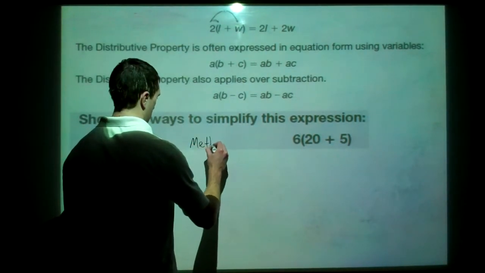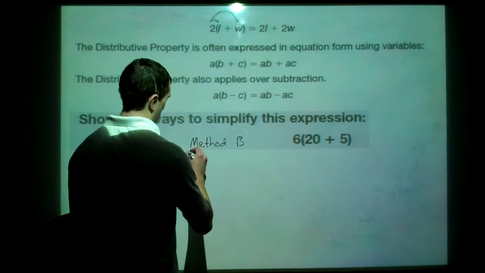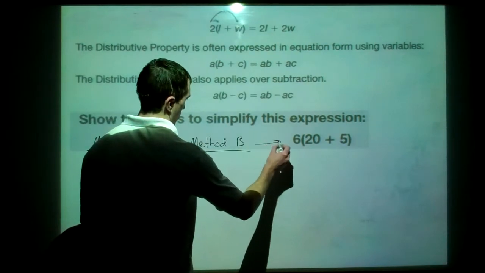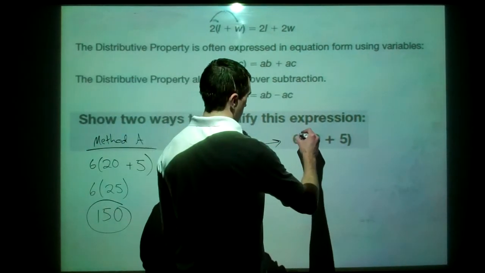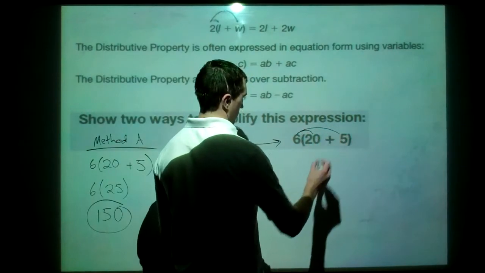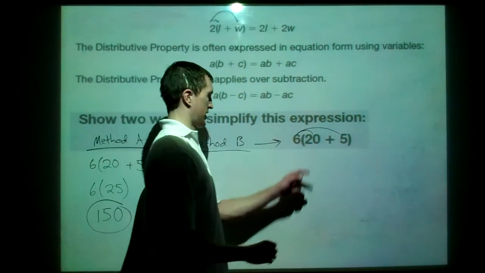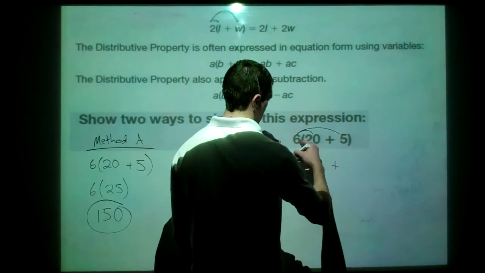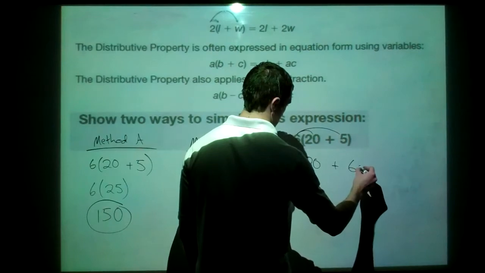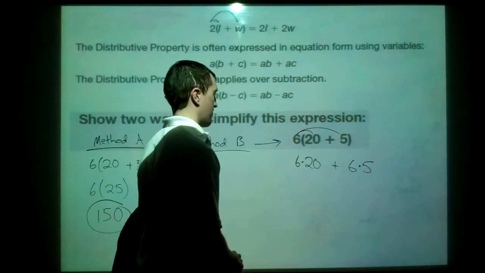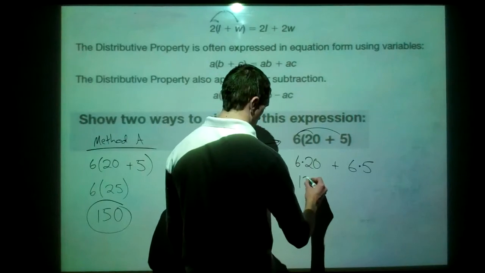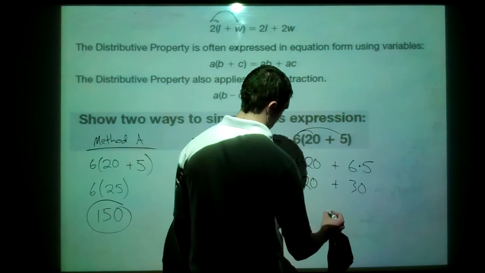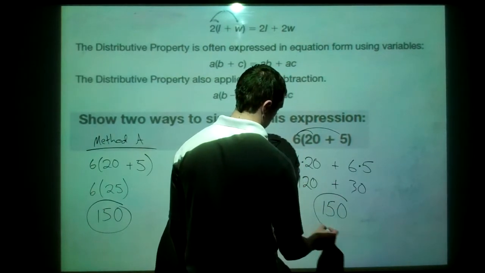Method B, we'll use our distributive property, and I'll use method B over here. Okay, 6 is being multiplied by each thing on the inside. So this is 6 times 20 plus 6 times 5. Yeah? 6 times 20 is 120 plus 6 times 5 is 30, and 120 plus 30 is 150.